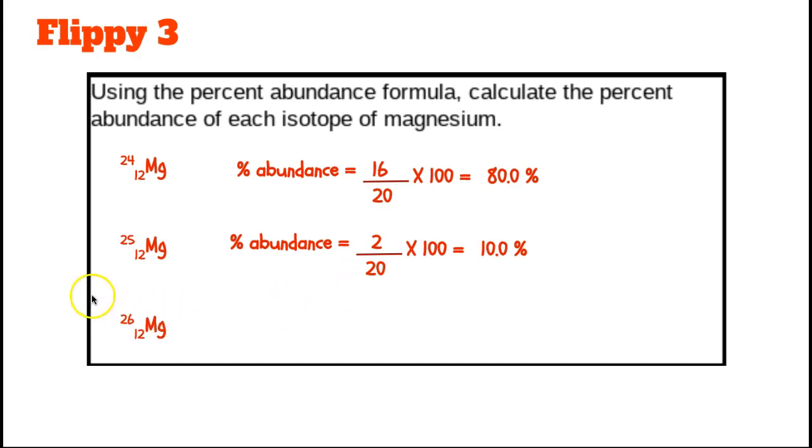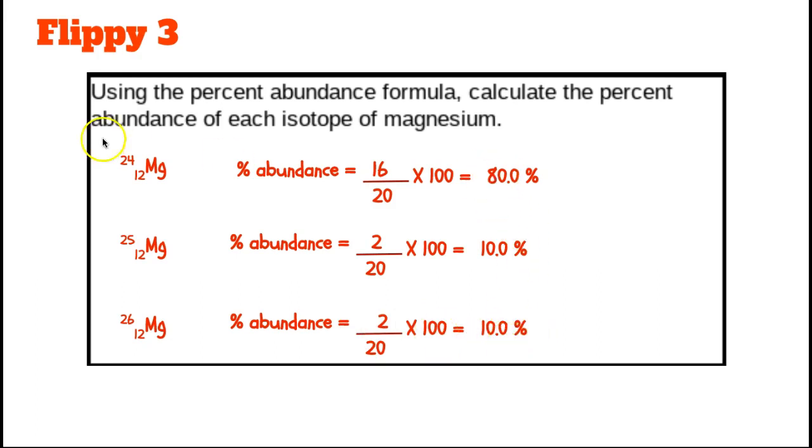We're going to do this one more time for our third isotope of magnesium. So for magnesium 26, percent abundance is equal to the number that we had with the mass of 26, so we had 2 of them, divided by 20, which is the total number of atoms that we had, times 100, which gives us 10%.